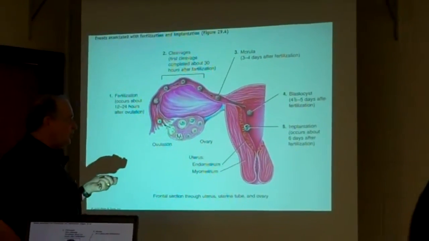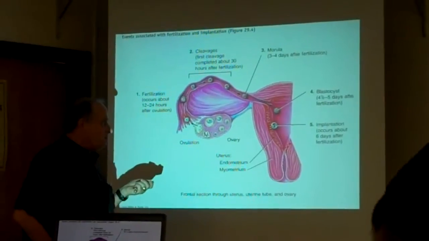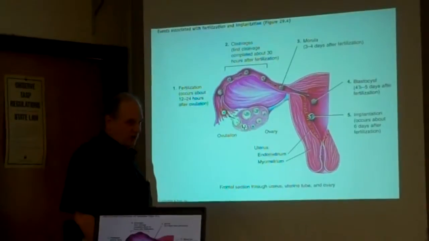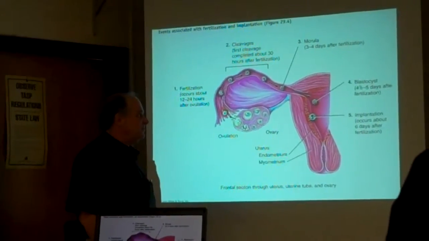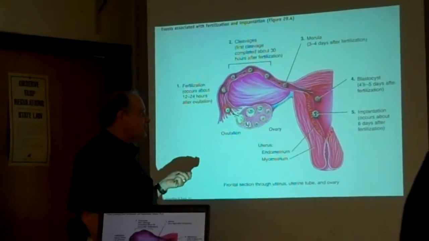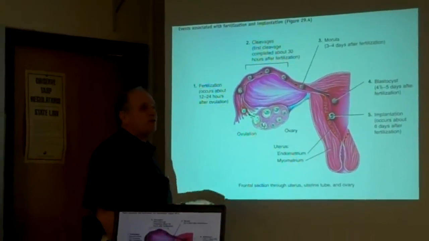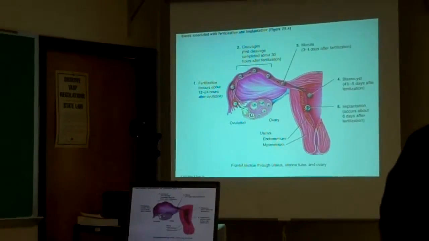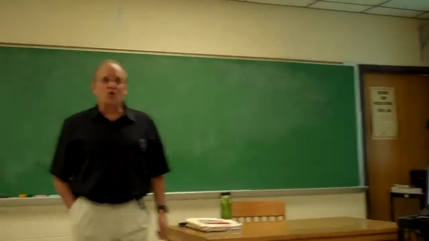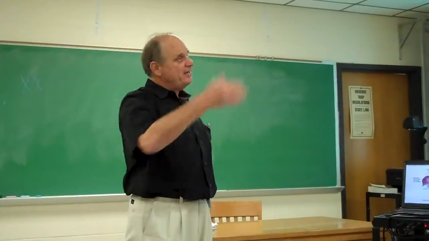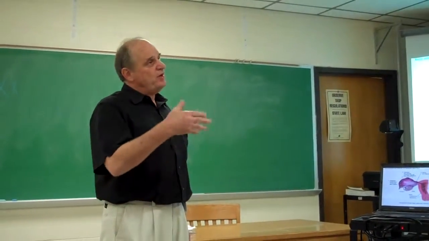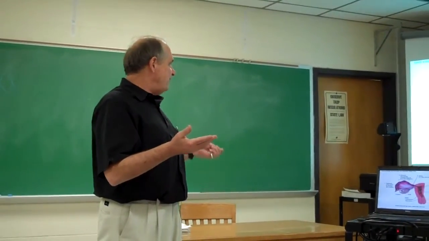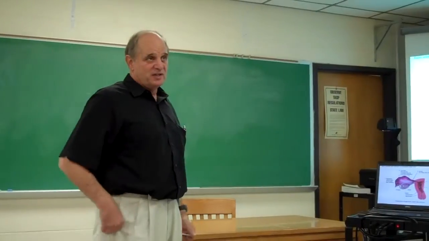Now, here's what you need to know. You need to make sure you write this down. Implantation normally occurs about 6 days after fertilization. Make sure you got that down somewhere. Implantation normally occurs about 6 days after fertilization. Make sure you got that one under control. Okay? All right, so where does fertilization normally occur? About 1/3 of the way. It normally occurs within 12 to 24 hours after ovulation. Everybody knows what ovulation is.